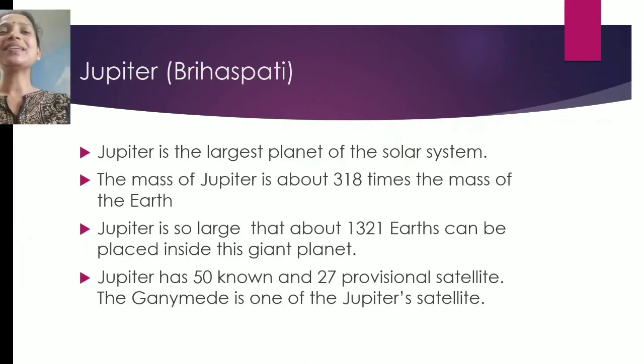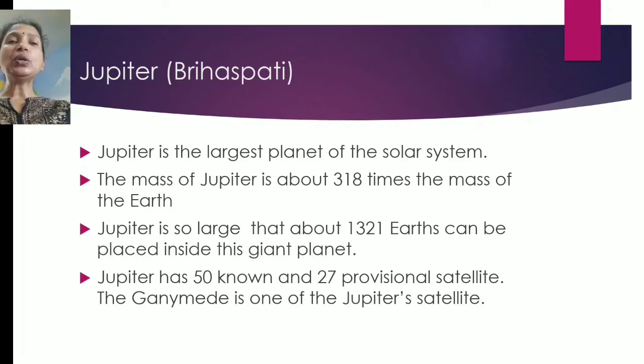Now we will move towards the next planet, that is Jupiter. Jupiter is called Brihaspati, also Guru. Jupiter is the largest planet in the solar system. The mass of Jupiter is about 318 times the mass of the Earth. Jupiter is so large that about 1321 Earths can be placed inside this giant planet. That big is this Jupiter.